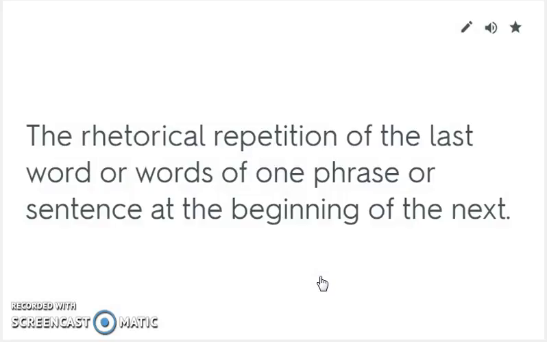Anadiplosis is a rhetorical repetition of the last word or words of one phrase or sentence at the beginning of the next. So if you had a sentence that ended with, "and I love her," it would begin with, "I love her" on the next sentence. And it's something that is emphasizing that idea of love.